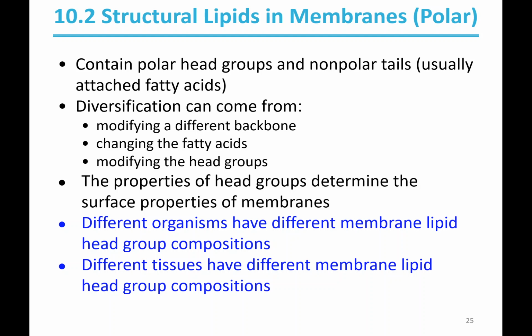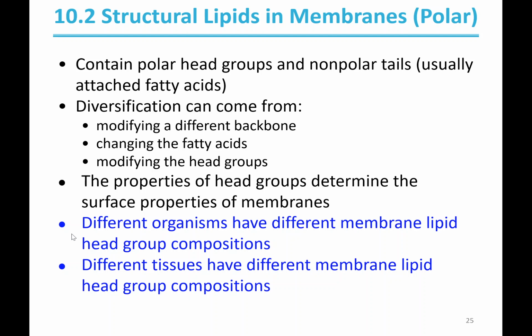What we mean by structural is that they're lipids that can form membranes. Structural lipids, the unique thing about them is that they do have a polar component. So they contain what are called polar head groups, and then their nonpolar part, the tails, are usually fatty acids or some sort of fatty acid type molecule. These can be very diverse, and that diversification can come from modifying a different backbone, changing what the fatty acid groups are, and modifying the head groups.